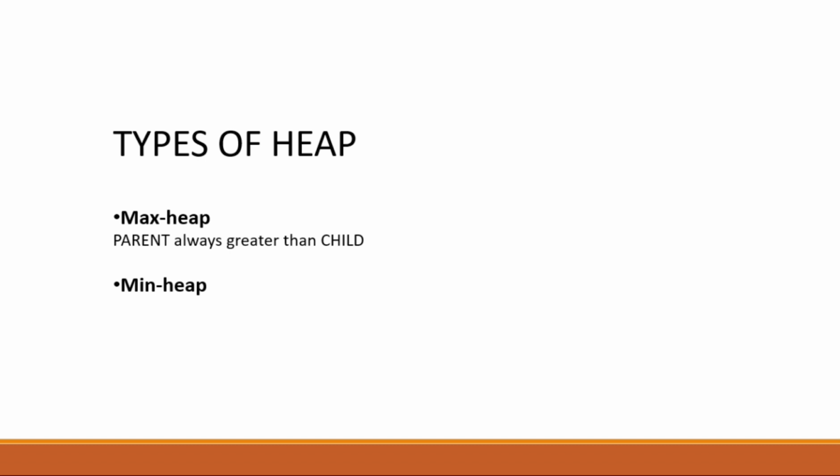So what is a min heap? A min heap is the reverse of a max heap, which means its parent node always contains elements having lesser value than the child node. The smallest element in a min heap is the root.